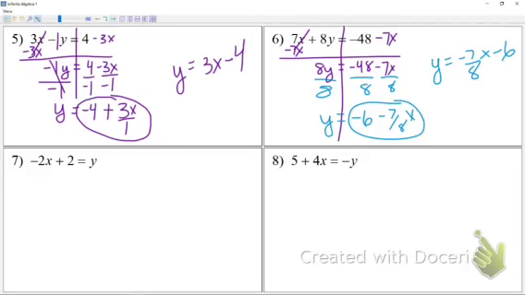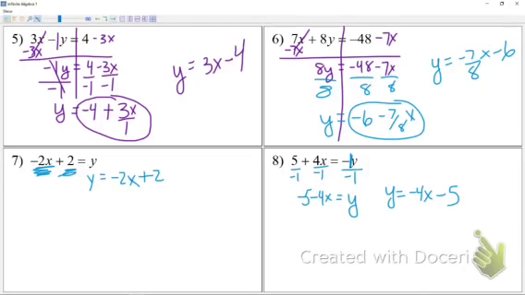On number 7, guys, it's already in slope-intercept form. You just got to write it the right way. y equals negative 2x plus 2. That was it. On my 8, it's already there, except I've got this negative 1. So I'm going to divide by negative 1 on each of these, and I end up with y equals negative 4x minus 5. Flip it around. y equals negative 4x minus 5.